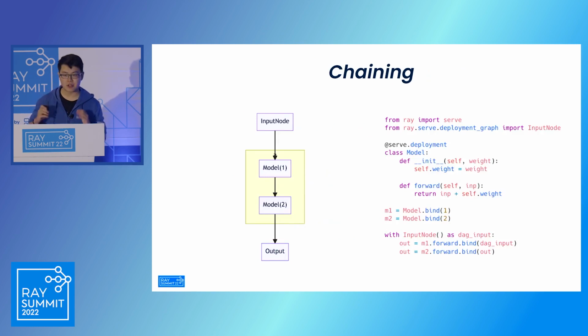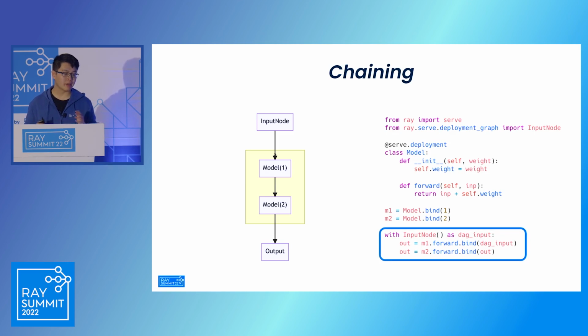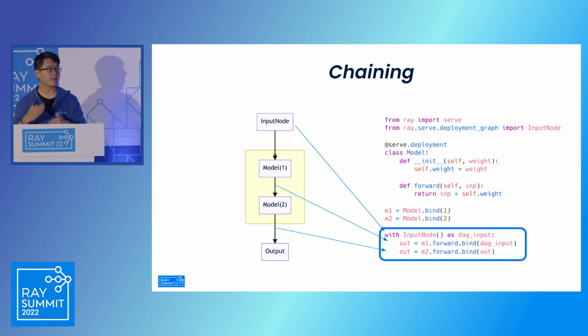And I'm going to start showing you a sequence of examples of building the deployment graph with this data flow API. The first one, of course, is chaining. You can declare the models, model 1 and model 2, and our graph is essentially 3 lines. You declare the input node, you pass the input to m1.forward.bind, and then you pass the output to m2.forward.bind. Essentially, each call declares the edges and helps us understand the data flow relationship.